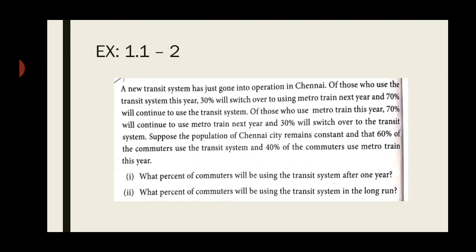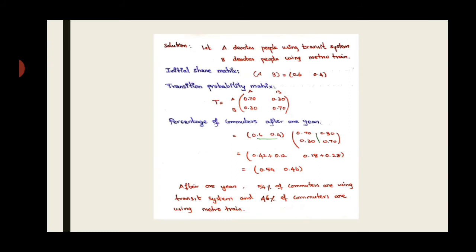So what does it mean? Actually A value is 0.54, B value is 0.46. What is A value? Those who are using transit system. Therefore, after 1 year, 54% of commuters are using transit system and 46% of commuters are using metro train. Okay. Now in the same question we have one more subdivision. What percentage of commuters will be using the transit system in the long run?